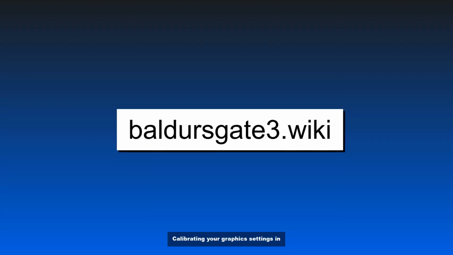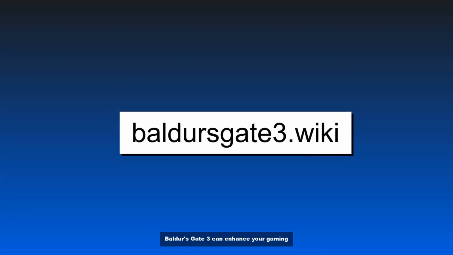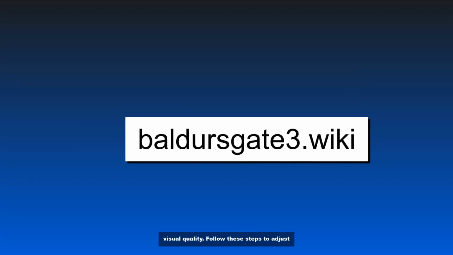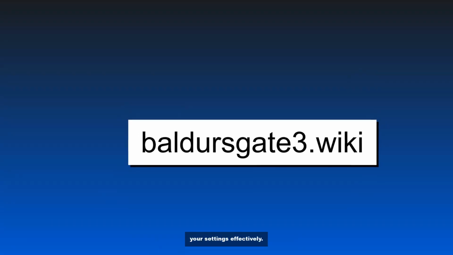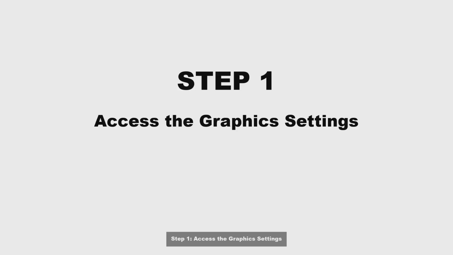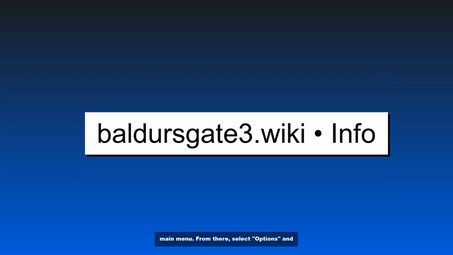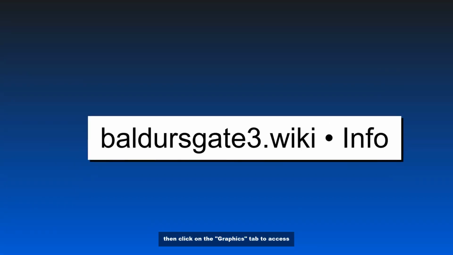Calibrating your graphics settings in Baldur's Gate 3 can enhance your gaming experience by optimizing performance and visual quality. Follow these steps to adjust your settings effectively. Step 1. Access the graphics settings. Launch Baldur's Gate 3 and navigate to the main menu. From there, select Options and then click on the Graphics tab to access the graphics settings.